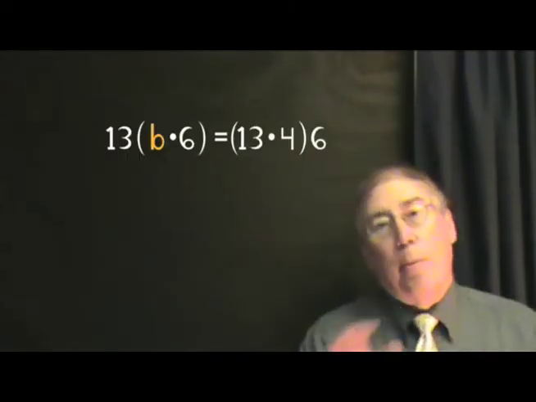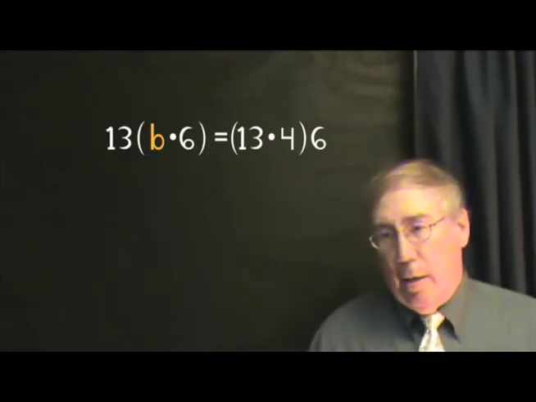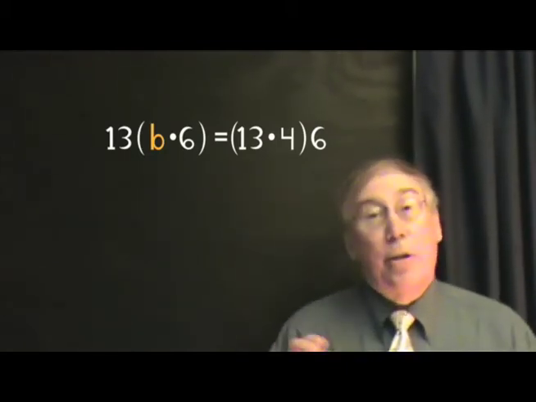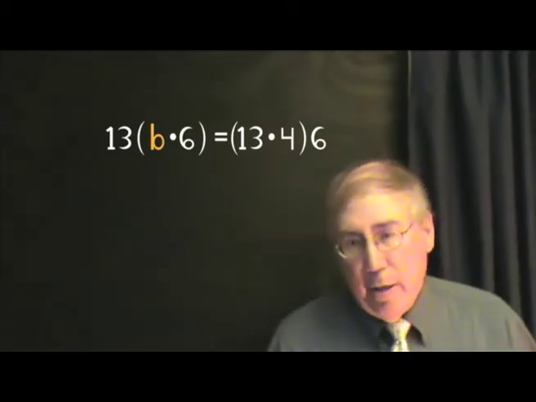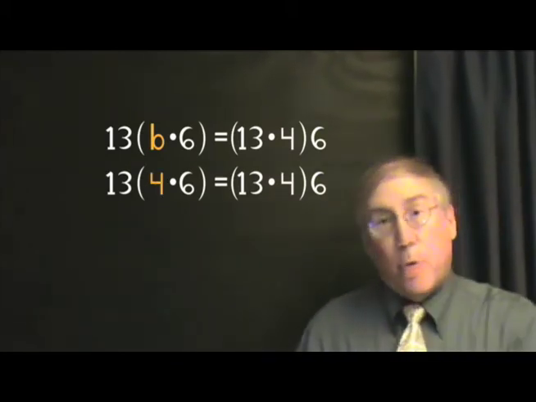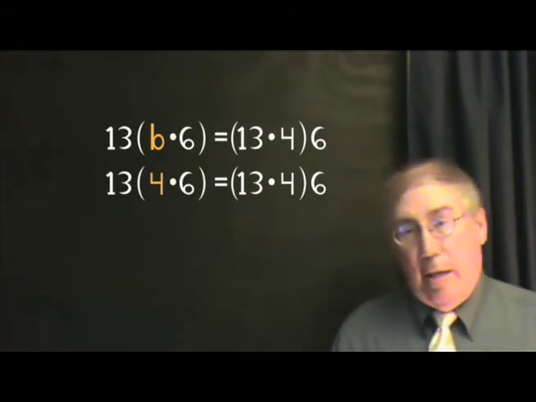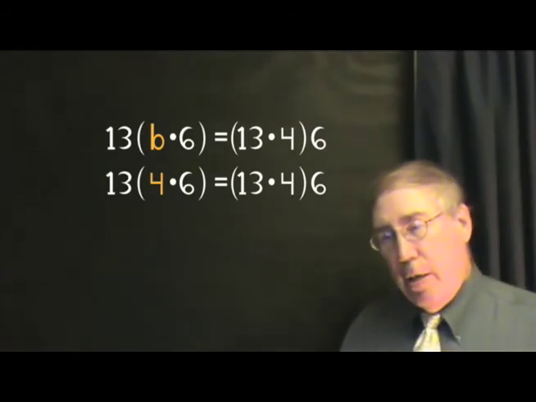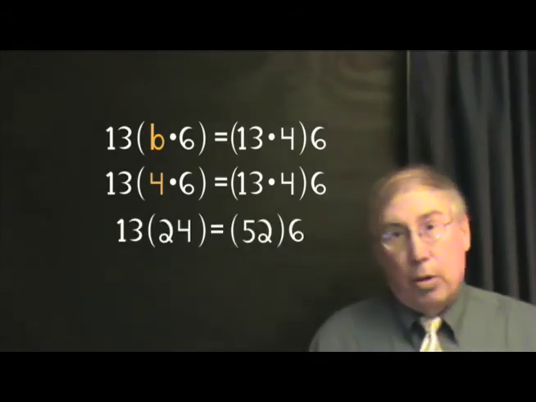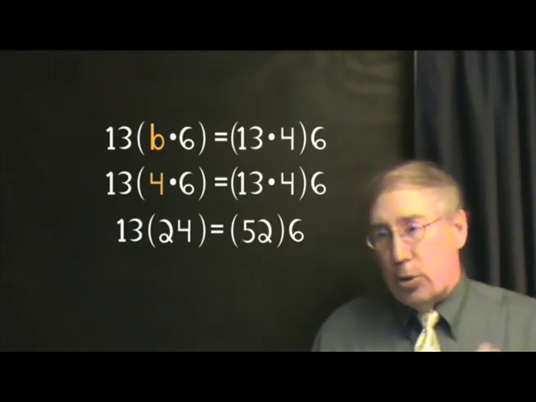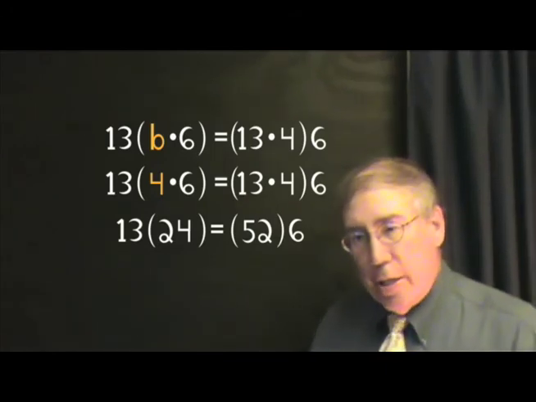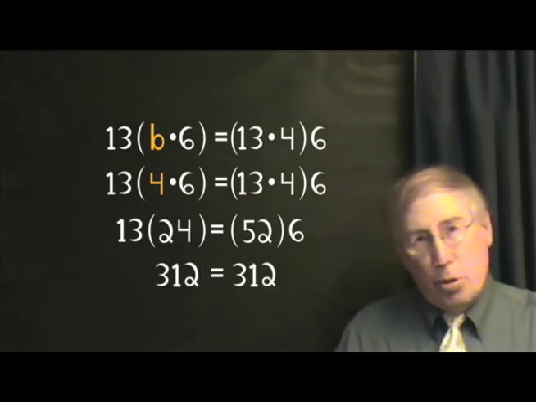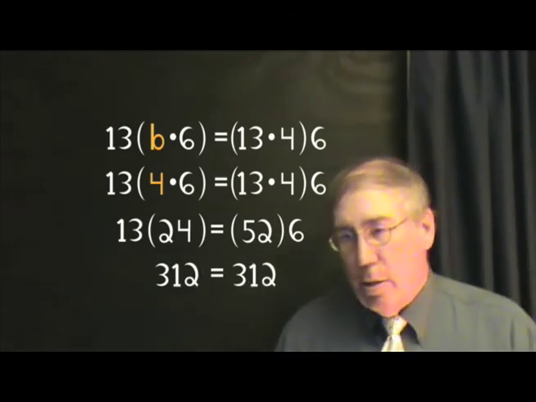This one here, what can we put in for B here so both sides are equal? It's going to be 4. So when we group these up here, on the left hand side we're going to have 4 times 6, and on the right hand side we're going to have 13 times 4. So on the left hand side we get 13 times 24. On the right hand side we get 52 times 6, and both sides are going to equal 312.